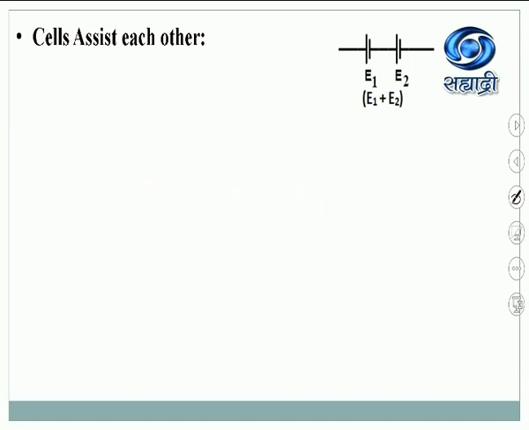Now, before going to the second method, we must know two things. What is the meaning of the cells assisting each other and the cells opposing each other? We shall see first what it means when the cells assist each other. We know that an assistant always tries to help his boss. In the same way, here we have two cells that assist each other. Here is one cell E1, this is another cell E2. When these cells are connected in such a way that their EMFs are added, then we call this the assistant, or we say the cells assist each other.